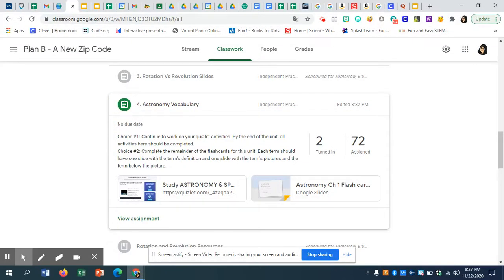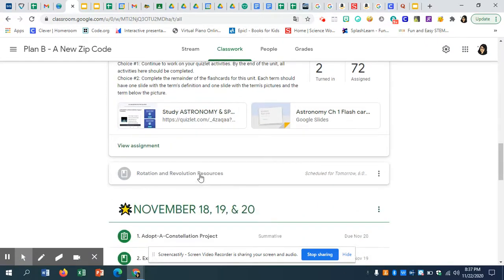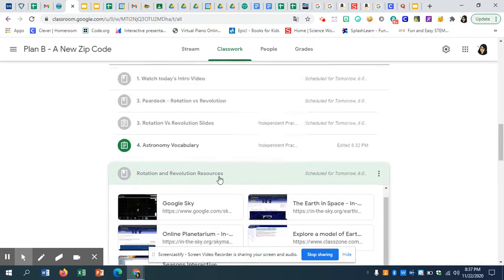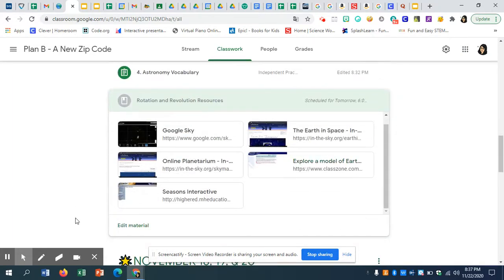And in another couple of weeks, all of these activities, either in Quizlet or the flashcards, depending on what you're doing, should be completed. I have down here just some resources. So these are not assignments. These are just resources for you to take another look at the concepts of rotation, revolution. We're also going to talk tomorrow about what causes the seasons, because all of these concepts are related in one.